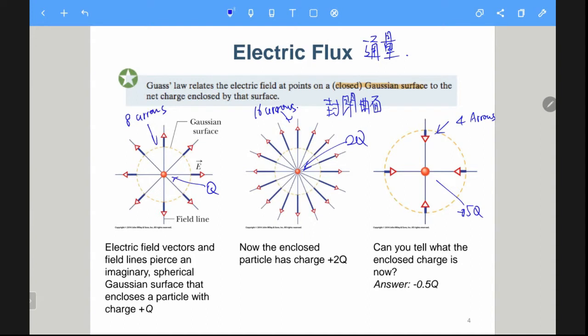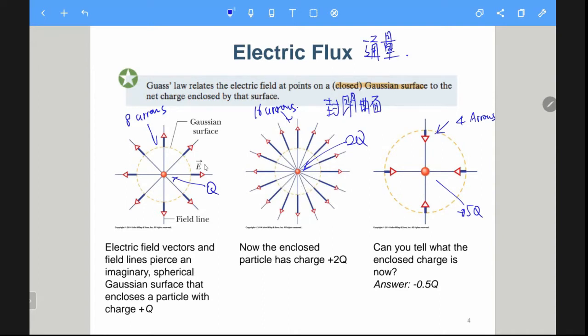Okay, so this means that when we count how many arrows are going through the surface with the dotted orange line, we have 8 arrows going through it, 16 arrows going through it, and 4 arrows going through it. But of course those are going inside, so it means that this is a negative charge.